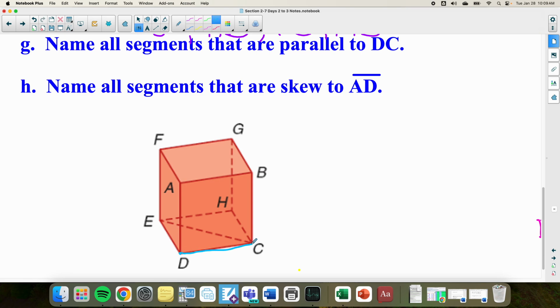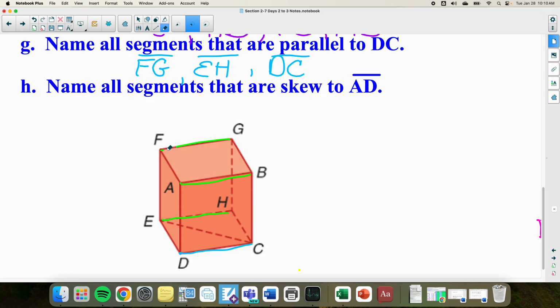Now in a box, you guys, 4 segments are going to be parallel anytime you have a box. So that means this one, and that one. Do you guys get it? Kind of like you're going around. It's gonna have 4. Everybody see that? Okay, so we're gonna say FG, EH, and DC.